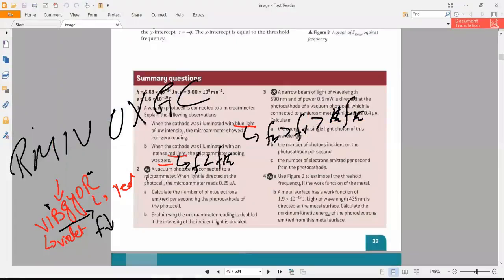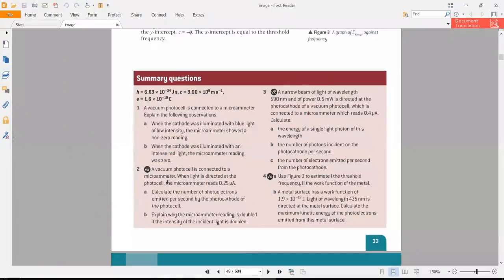Okay, so next question. A photocell is connected to a microammeter. When light is directed at the photocell, the microammeter reads 0.25 microampere. Calculate the number of photoelectrons emitted per second by the photocathode of the photocell. It's easy. Explain why the microammeter reading is doubled if the intensity of the source is doubled. Okay, I explained it yesterday. Wait, let me do it.